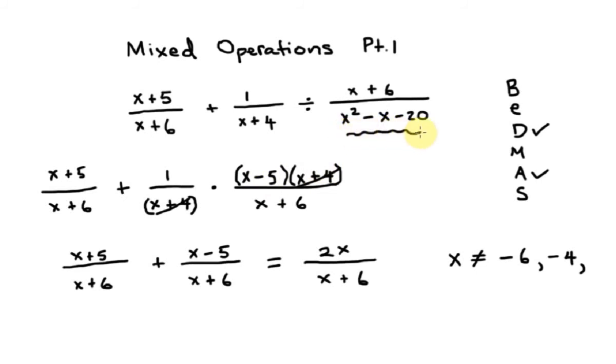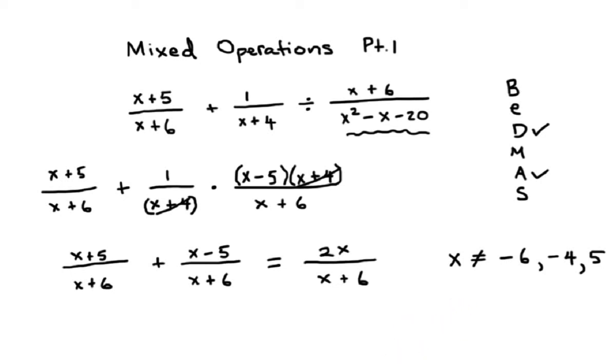This here is the same as x minus 5 times x plus 4. Well, when it was on the bottom, 5 and negative 4 were bad. So that 5 is still considered restricted, even though it got flipped to the top. But up here, it was on the bottom, so it's part of our restrictions. So that completes this first example.